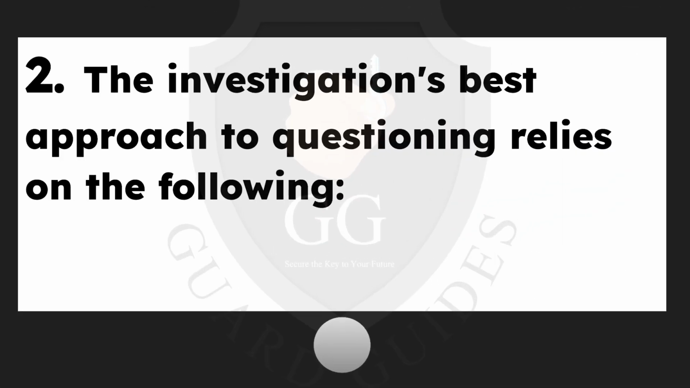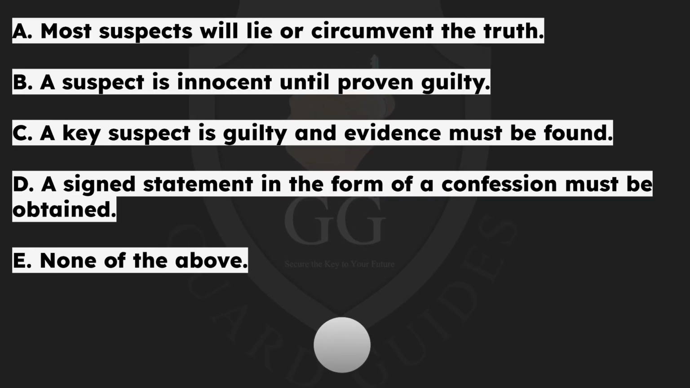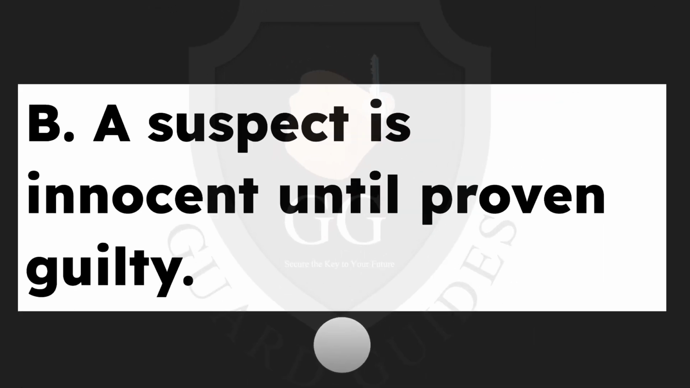Number 2. The investigation's best approach to questioning relies on the following. A. Most suspects will lie or circumvent the truth. B. A suspect is innocent until proven guilty. C. A key suspect is guilty and evidence must be found. D. A signed statement in the form of a confession must be obtained. Or E. None of the above. The answer is B. A suspect is innocent until proven guilty.